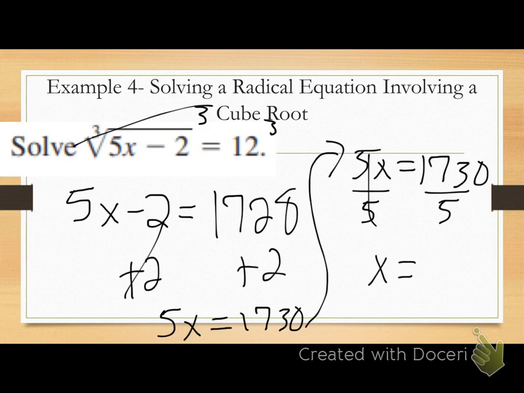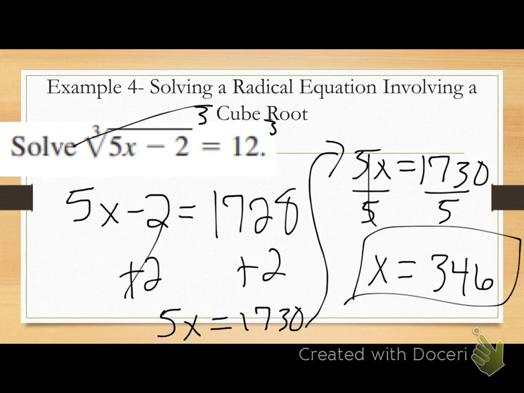346. So there's my x value. So I plug 346 back in. 5 times 346 gives me 1730. 1730 minus 2 gives me 1728. Then if I take the cube root of 1728, I get 12. Does 12 equal 12? Yeah, it does.